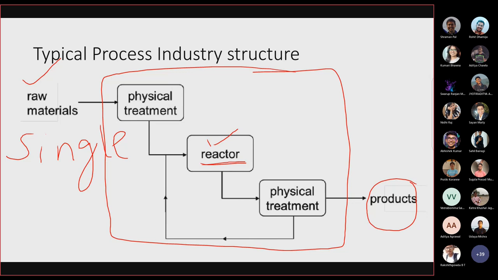What are the pre-processes required? Some crude oil might contain impurities like sulfur. If the sulfur content is very high, we cannot directly send it to a reactor, because it will cause two things. It causes catalyst poisoning, and also increases the corrosion of the vessels present in the reactor. So the sulfur or other impurities will be removed before it's sent to the reactor.